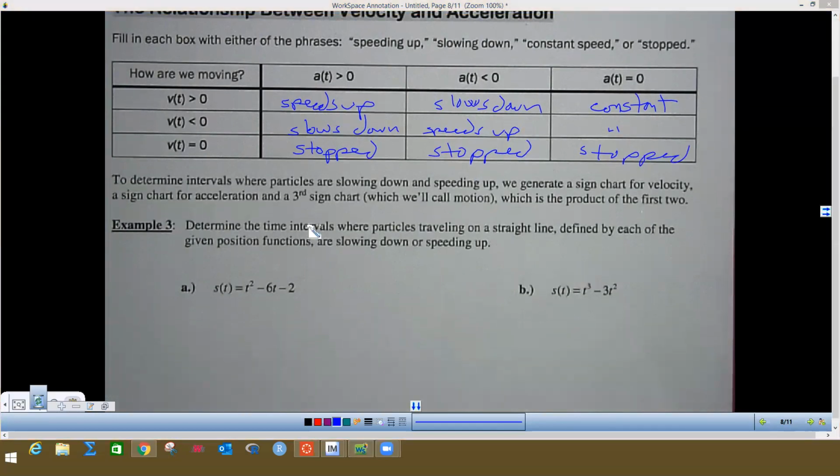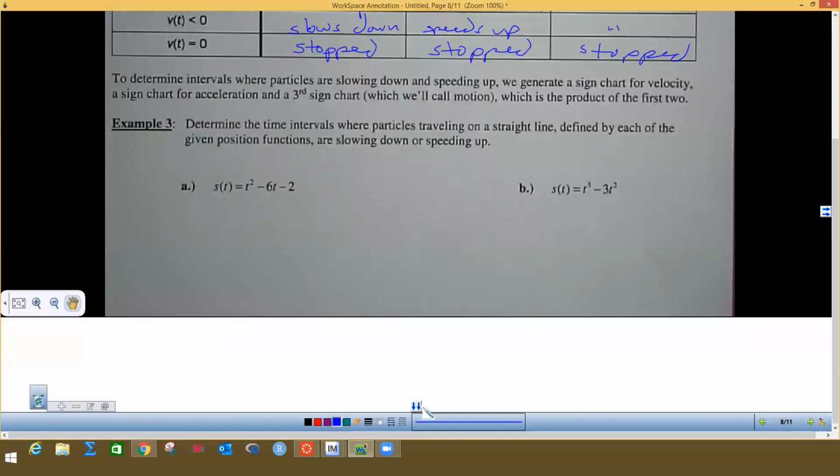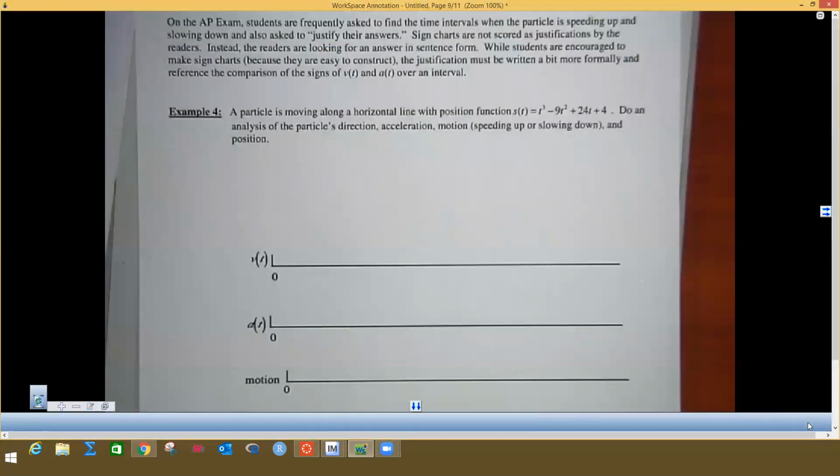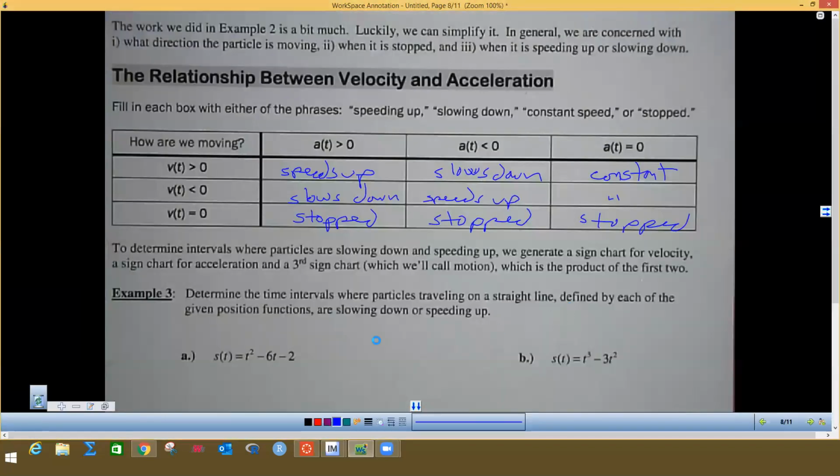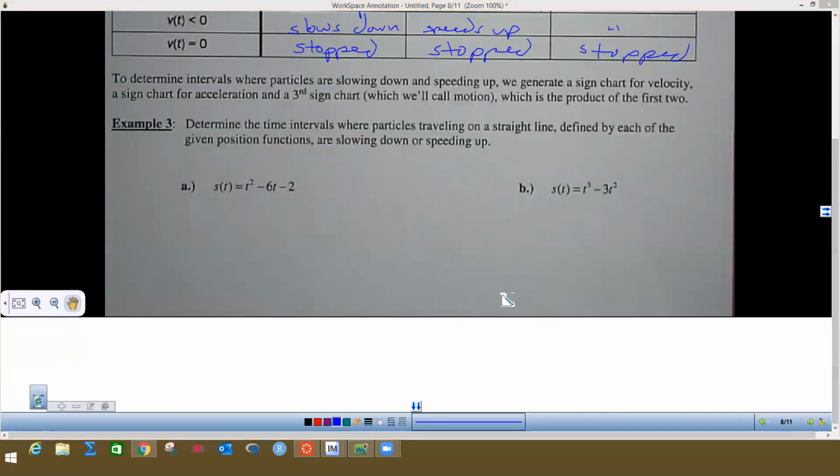Coming down here, to determine intervals where an object is speeding up or slowing down, we generate a sign chart for velocity and a sign chart for acceleration, and a third sign chart, which we will call motion, which is a product of the first two. Determine the time intervals where the particle travels on a straight line defined by each of the given points below. So what we want to do here is, I thought I had, did I put that on the next page? Okay, I did not. All right, so we're supposed to have number lines on this thing, but I don't. So we're going to make our own number lines.